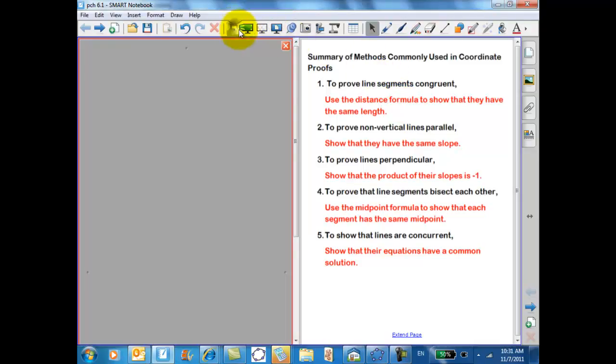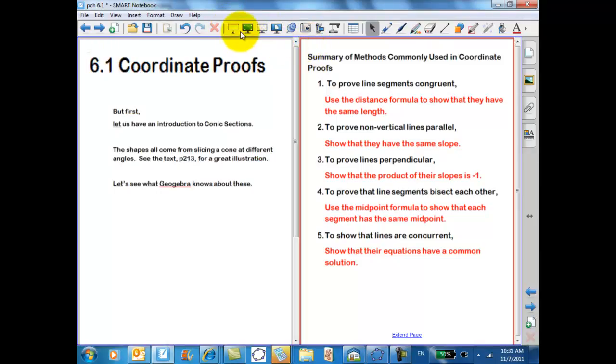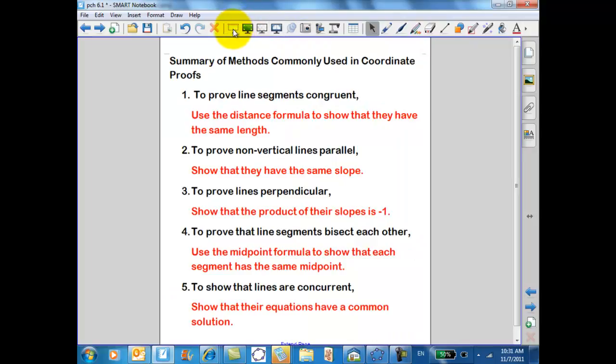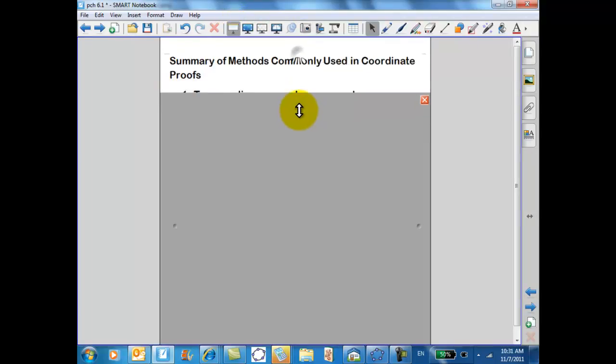Let's help you focus here with the curtain. That's the curtain on the wrong page. Let's put the curtain up. There we go.